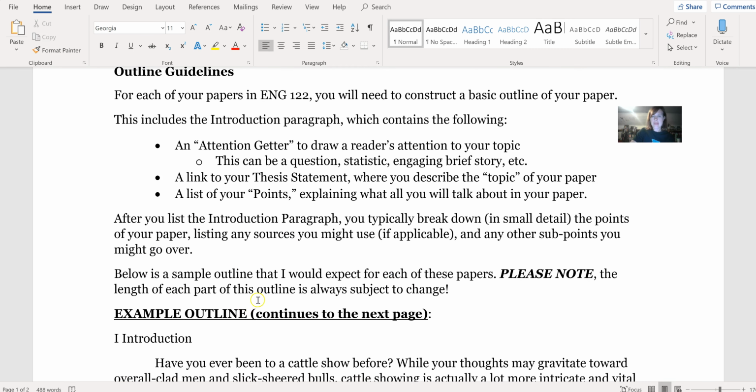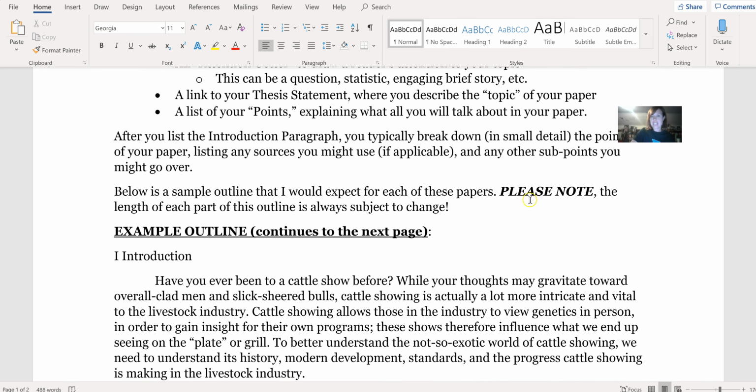So the length of your outline is subject to change. If you're choosing the creative writing option and you have spoilery twists and turns in your story, I don't want you to spoil me. I don't like spoilers. So don't give anything away. You can literally write in your outline, I cannot reveal this information because it's a twist. I'll be like, okay, fair enough.